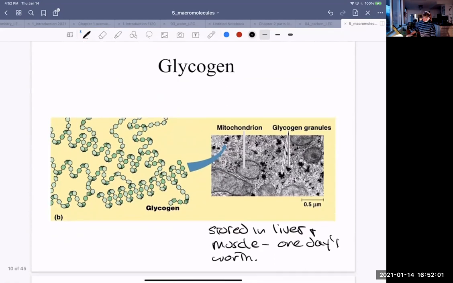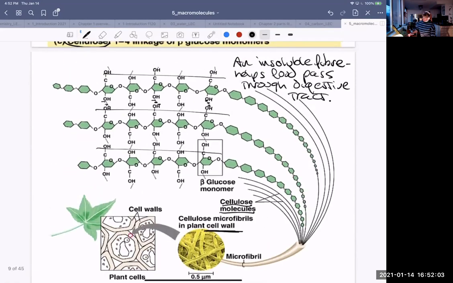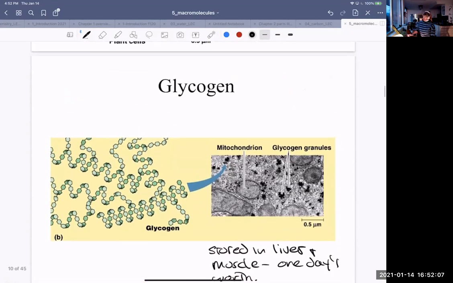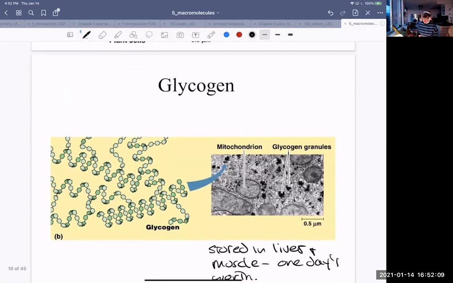So you notice the difference between cellulose. Look at the cellulose structure, and then look at the glycogen structure. It's quite different, isn't it? It's very branched.